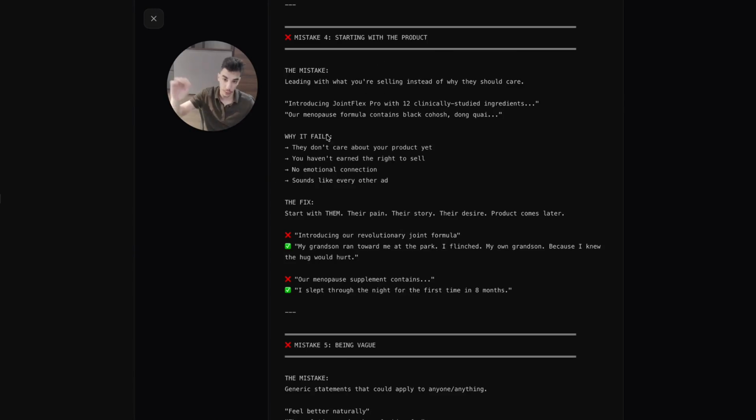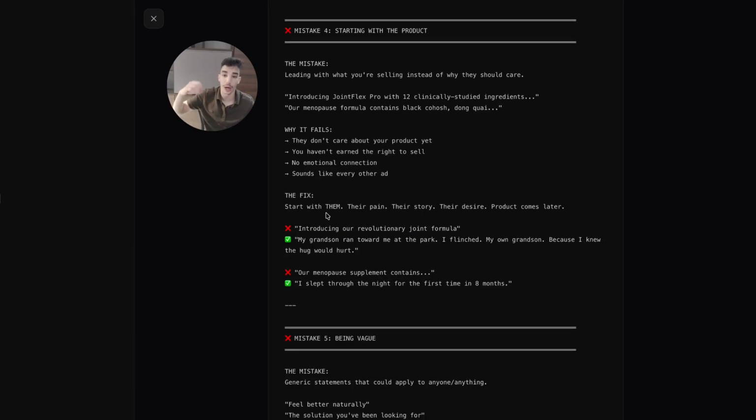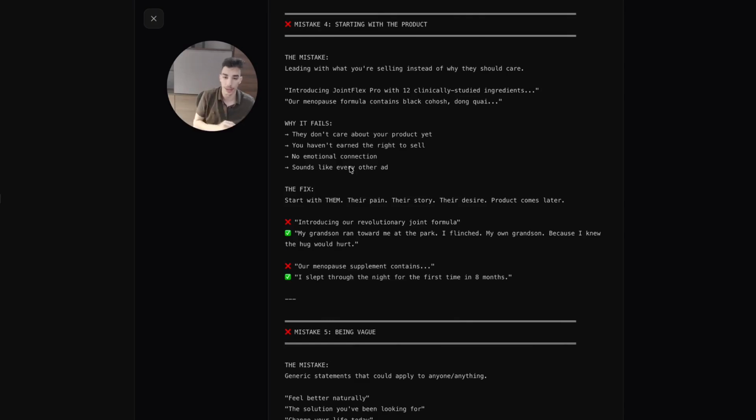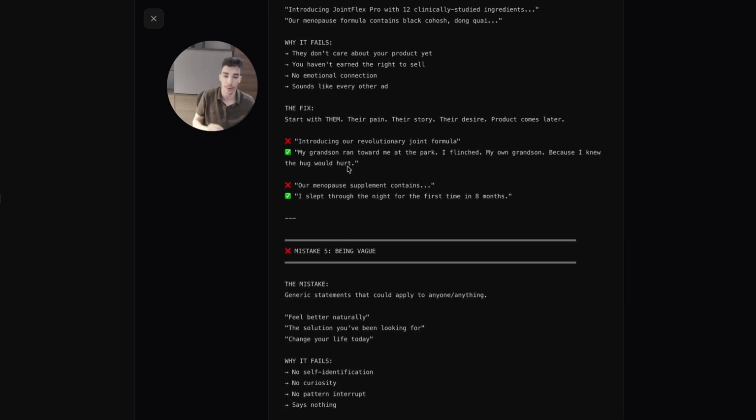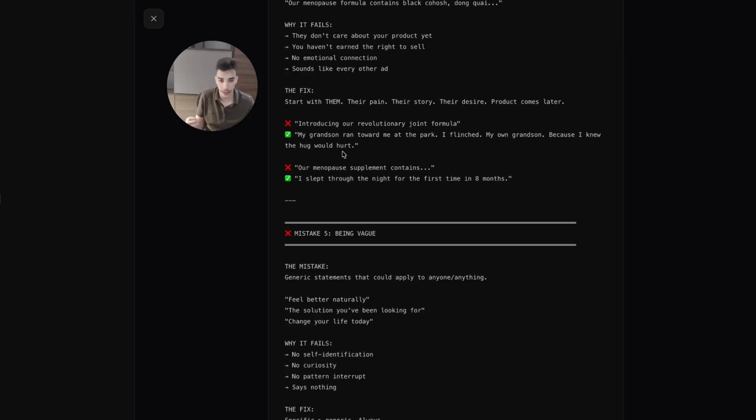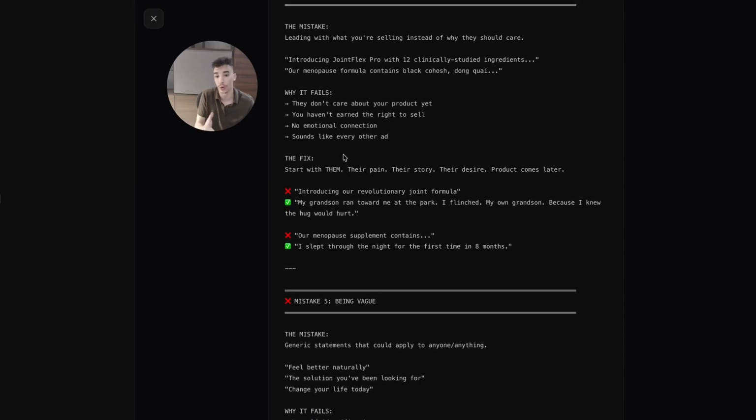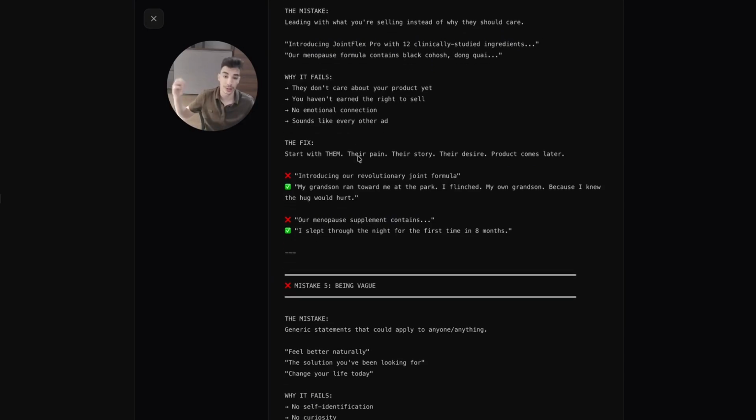Why it fails: starting with the product, they don't care about your product yet. You haven't earned the right to sell, no emotional connection. It sounds like every other ad, like the long-term ads from Coca-Cola and stuff, emphasizing the product. While in direct response marketing, we're looking to be first-order profitable, or even break even on the first order. You want to focus on storytelling to get the connection, not just selling the product.